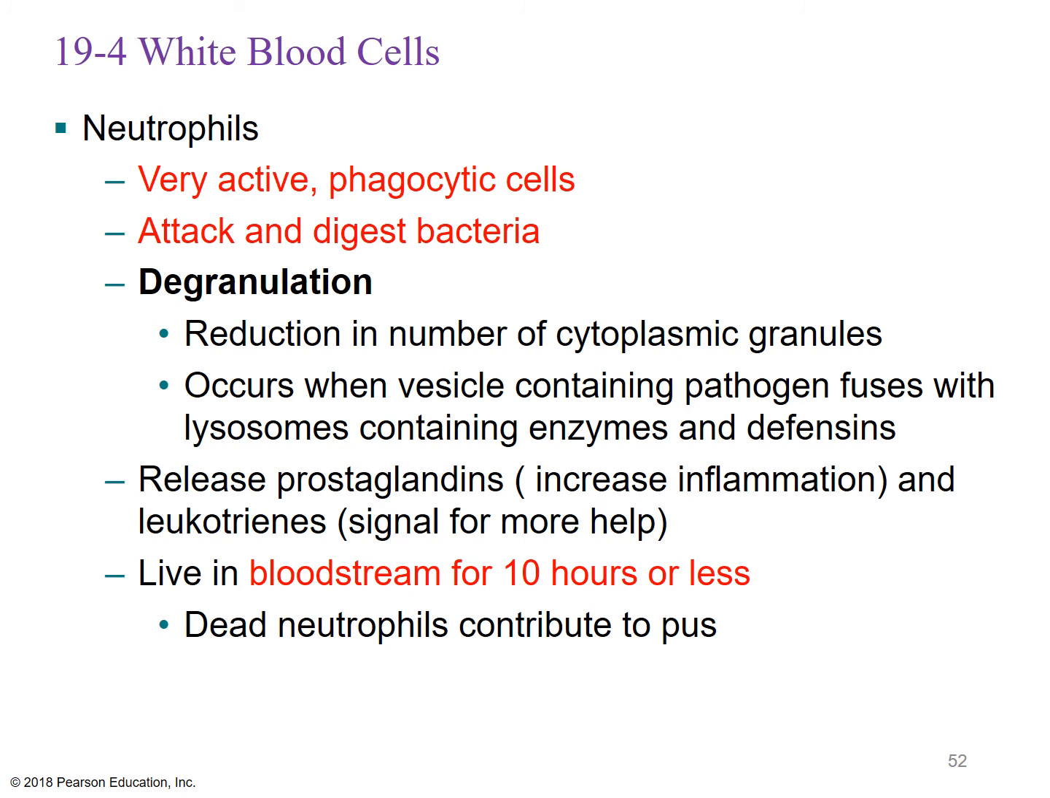Degranulation is the reduction in the number of cytoplasmic granules that will occur when the vesicles containing the pathogen fuse with the lysosomes containing enzymes and defensins, which are basically going to destroy the bacteria. So they will release prostaglandins, which will increase inflammation, and leukotrienes, which are going to be the signal to other white blood cells that they are calling out for help.